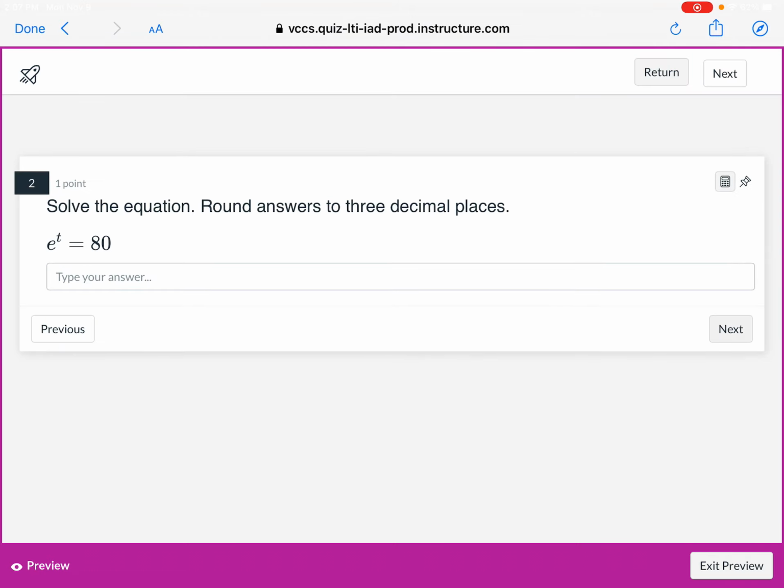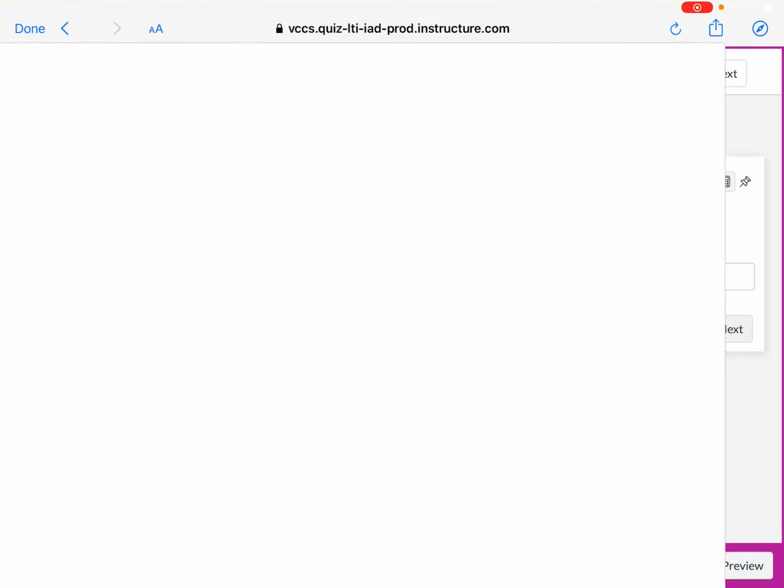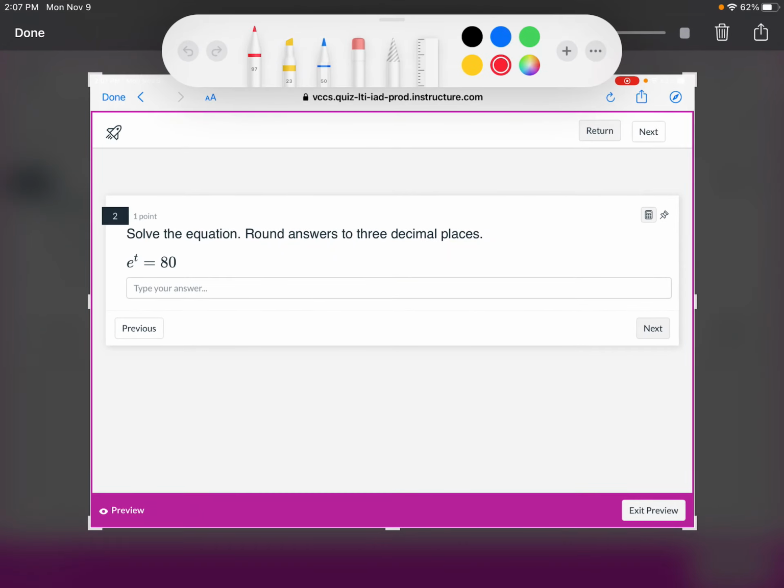e to the t power is 80. All right, let's solve this. We have e to the t power equal to 80. Take the natural log of both sides. This was the original equation, right? e to the t power equals 80. Take the natural log of both sides. Remember, we can bring down this t. The natural log of e is just 1, so we can just say t equals the natural log of 80.